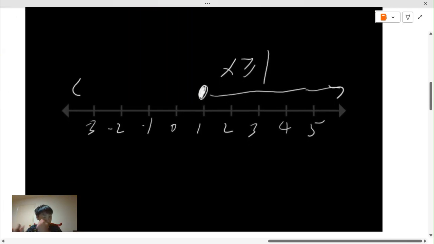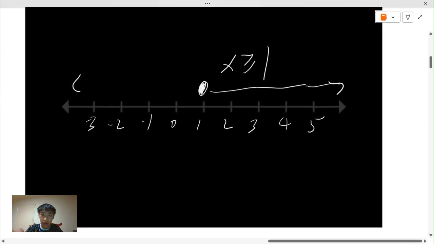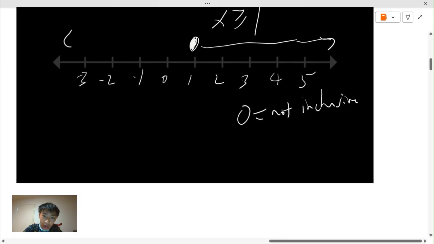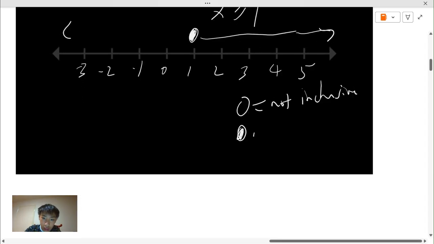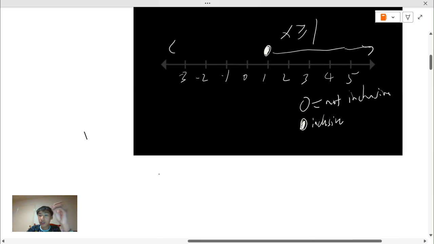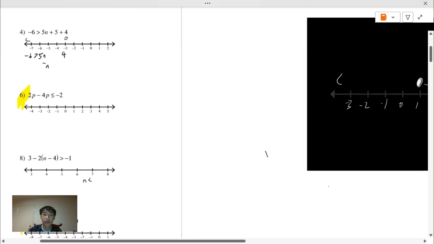So in summary, open equals not inclusive. Closed equals inclusive. So just remember that. I like to remember that if it's open, you're not going to contain the 1, but if it's closed, it means the 1 is also included. So that's how I like to remember it.